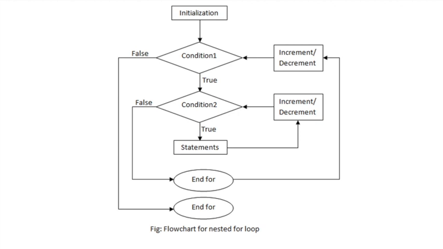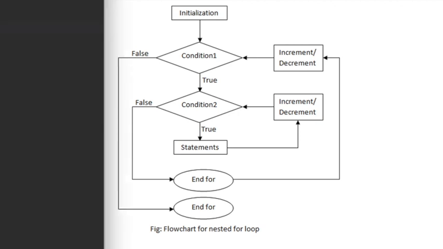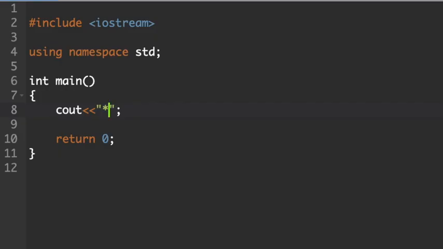So imagine that you want to display this star vertically 10 times, and horizontally you want to print it 10 times as well. So you have to print this star in a row 10 times, and then you want to print this row 10 times. So you're going to have a star pattern of 10 times 10.